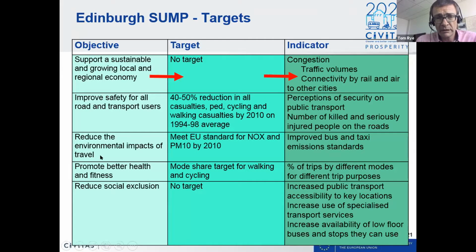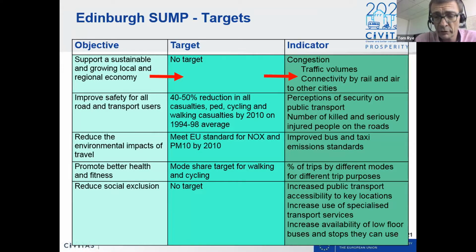Reduce the environmental impacts of travel, down here. The target is to meet the EU standard, but the indicator is emission standards for the bus and taxi fleet. So the indicator is actually what is happening in the vehicle fleet.